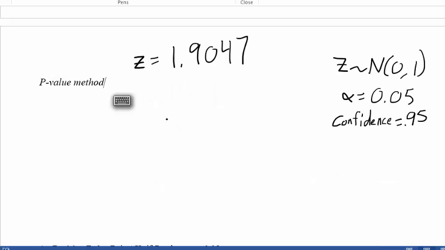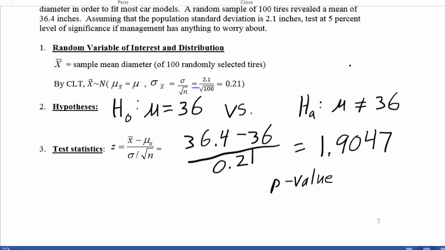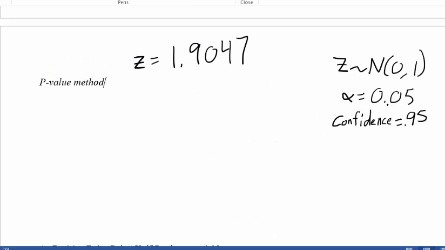Okay, a little background concept on the p-value method. I've copied down our test statistic that we computed above. It's a z-score. All z-scores follow the standard normal distribution with a mean equal to 0 and a standard deviation of 1. If alpha equals 0.05, which I got from the problem description, it tells us we're testing at a 5% level of significance. Because alpha is 0.05, my confidence level, therefore, is 95%.